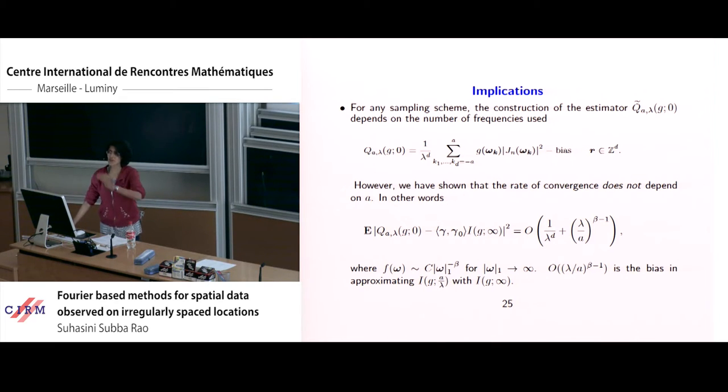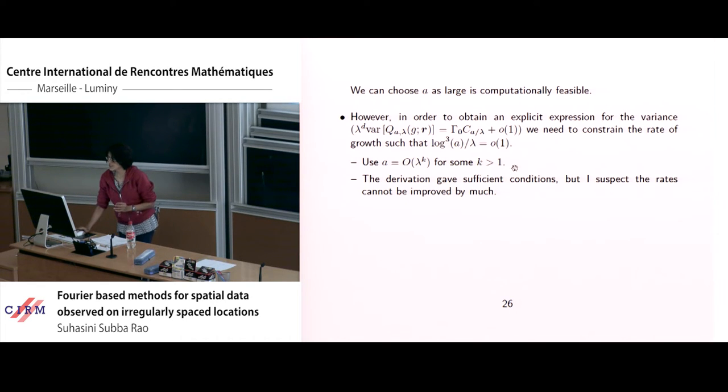But if you want to get a variance, if you want to measure the amount of uncertainty, then you need to place some constraints on how big you let A go to infinity. Okay? Essentially, these are sufficient conditions, but when I go through the proofs, I can't see how to make it much better. It's not a big constraint, but we need to choose A of order lambda to the power of k for any k bigger than 1. So it can grow very, very fast, I think. So these are the conditions in the Gaussian case.